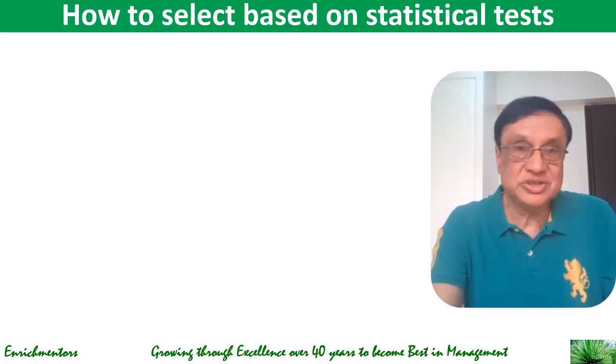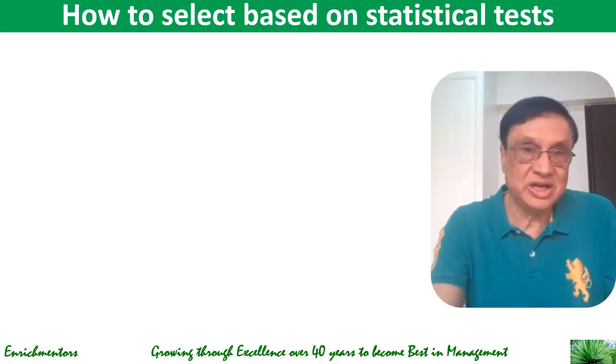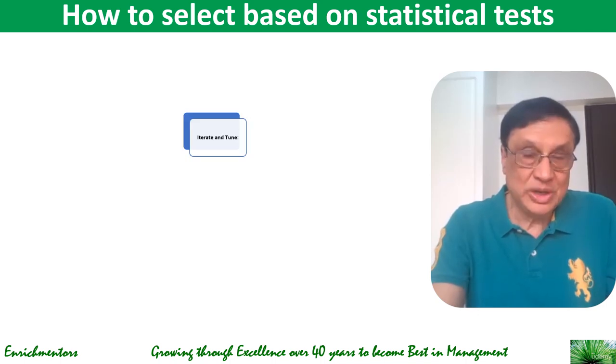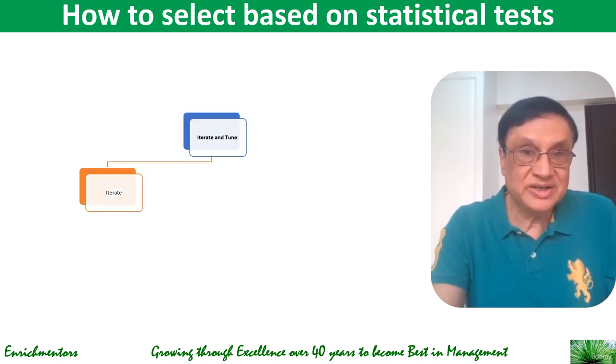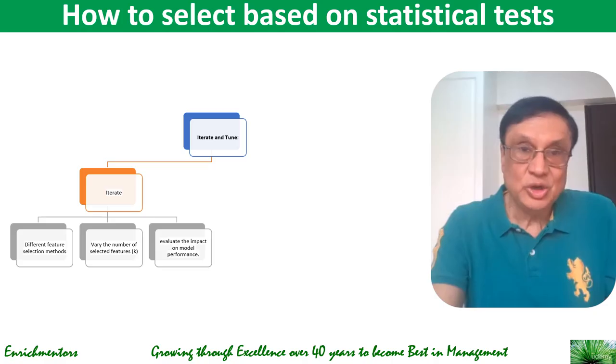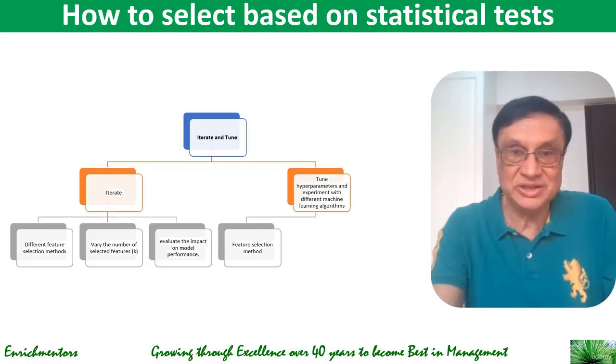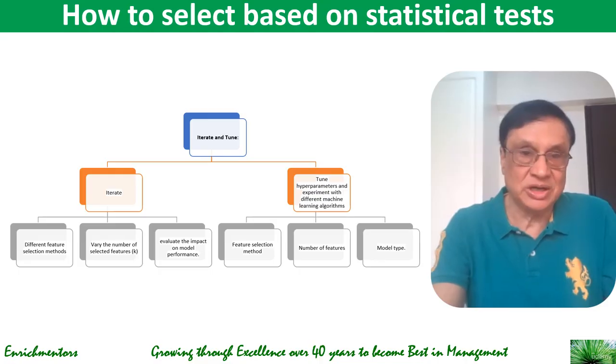Then what you need to do is to iterate and tune to select the best model based on the statistical test. You iterate through different feature selection methods. So you do iterative tuning. You iterate through selected features, vary the number of selected features, and evaluate the performance of the model. Also, you need to tune the hyperparameters and experiment with different machine learning algorithms, basically to find the best combination of feature selection method, number of features, and the model type.